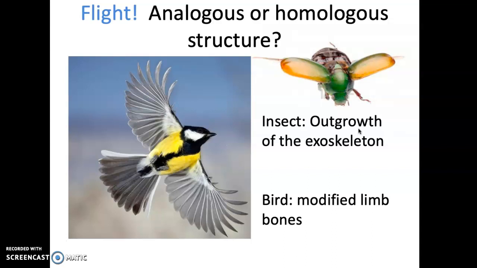So what do you think? That would be analogous or a homologous structure? In this case, it would be analogous.